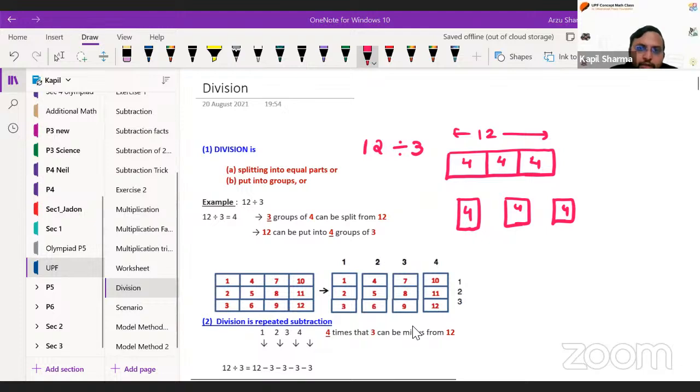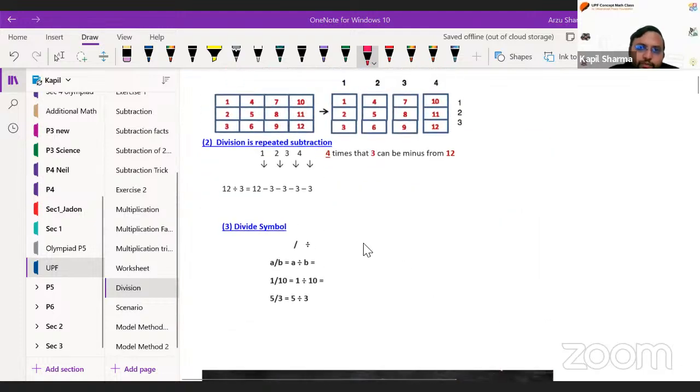Okay, Parth. Yeah. So I hope you guys are familiar with the symbols. So we use this symbol, or you can also use the slash. You can also write it like this.